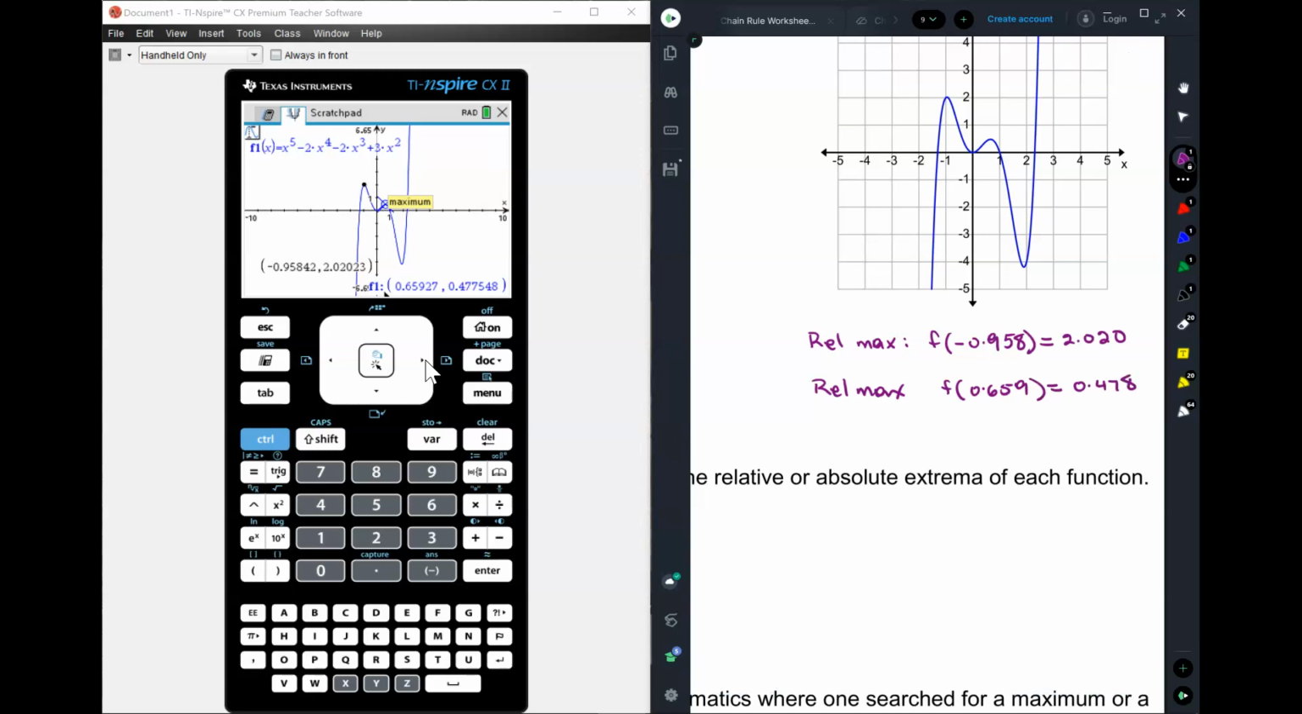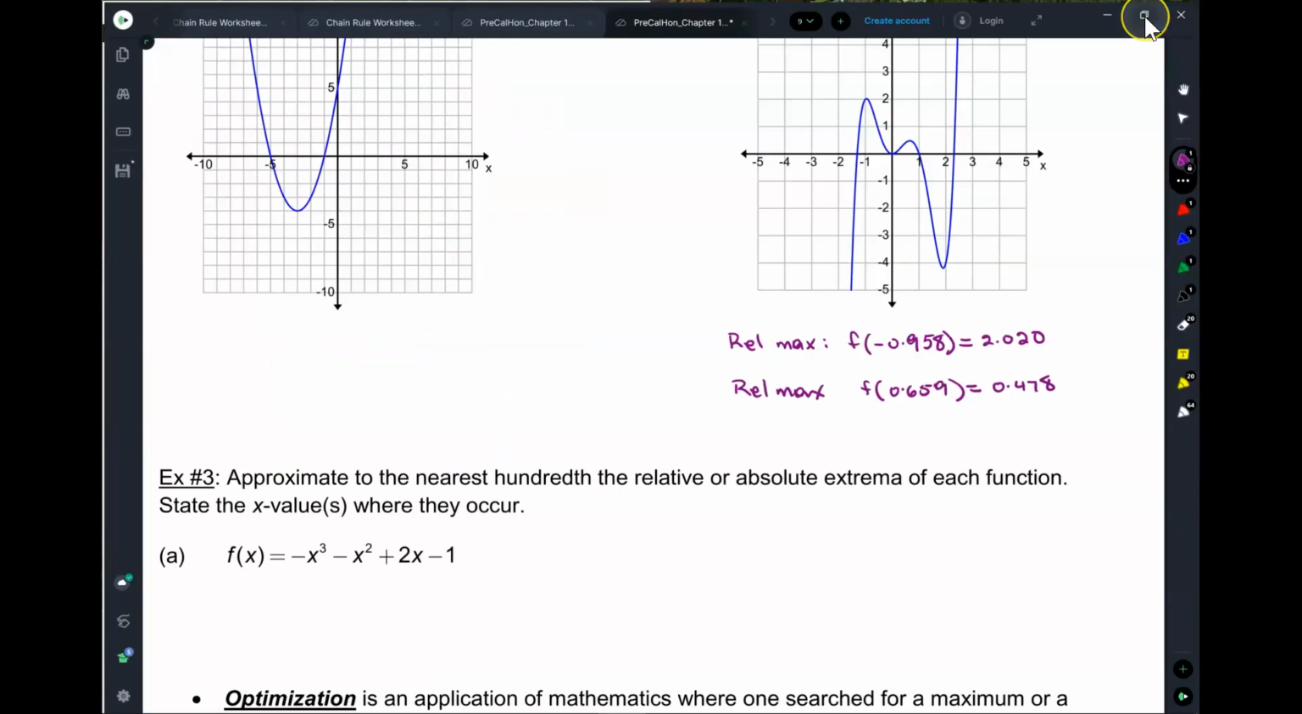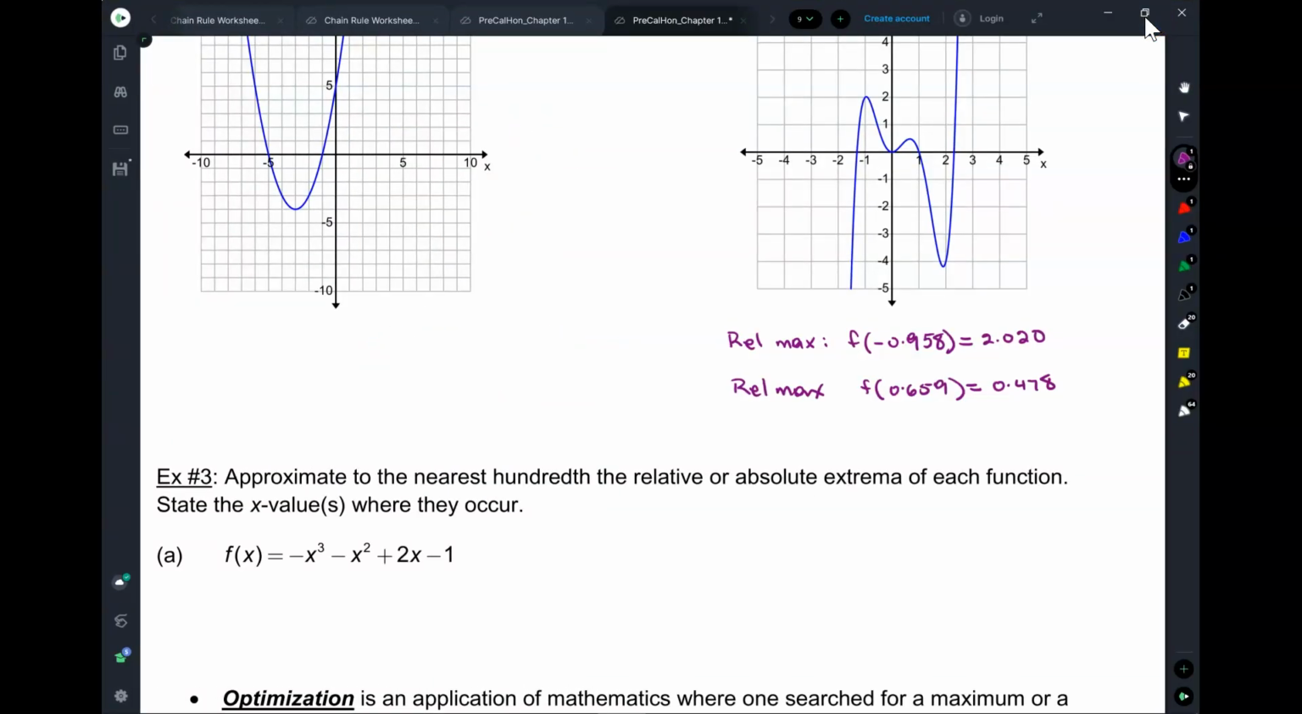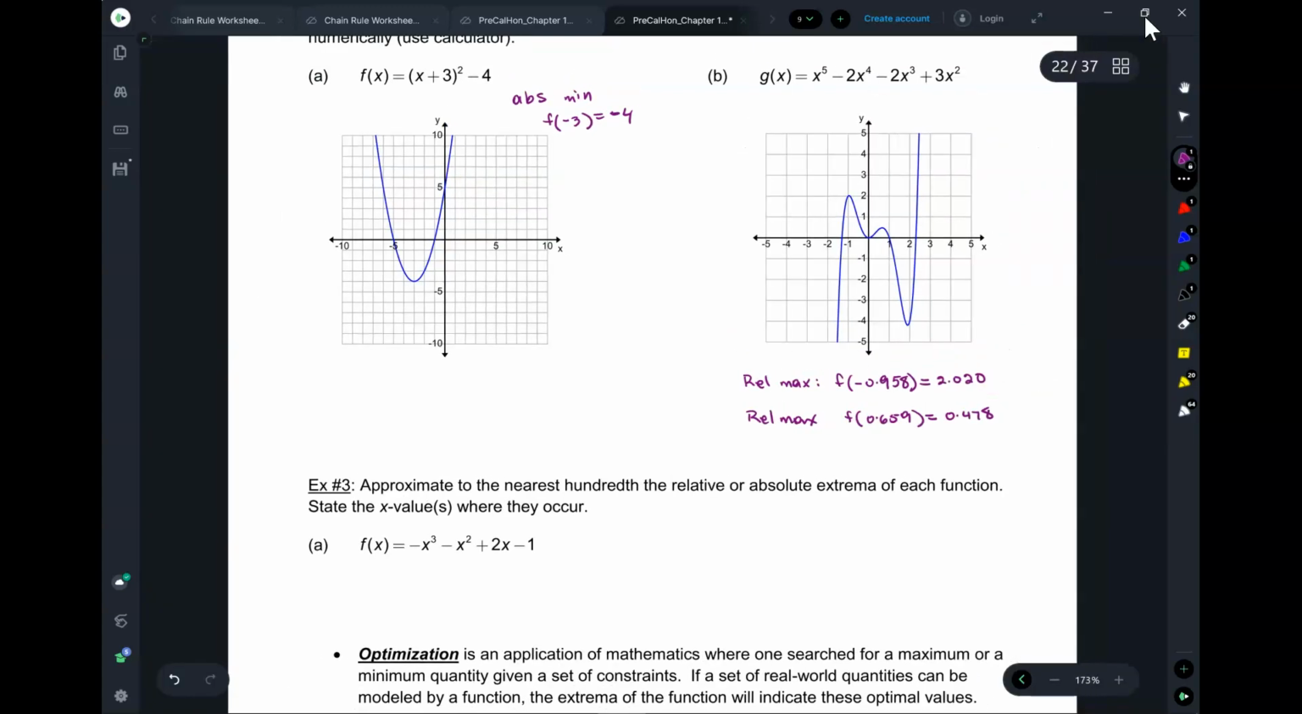Okay. I'm not actually going to do the rest because I know you guys know how to find the rest, okay? But is there an absolute minimum? Is there an absolute maximum? Okay. I'm going to talk about one other thing, which is super, super important. Terminology.